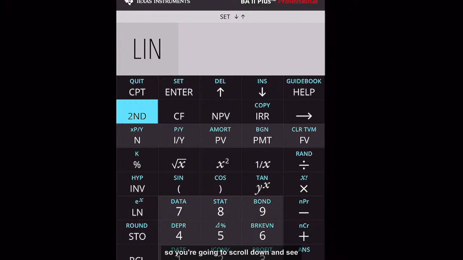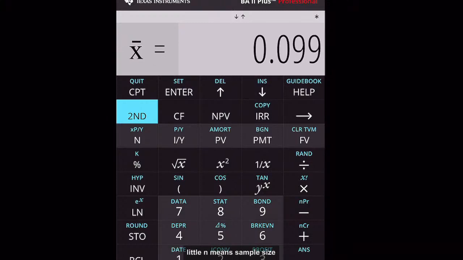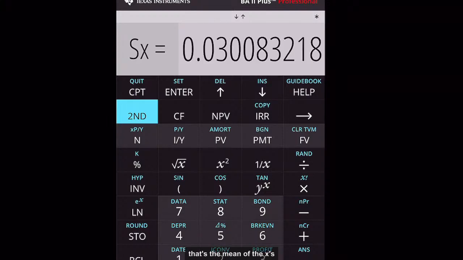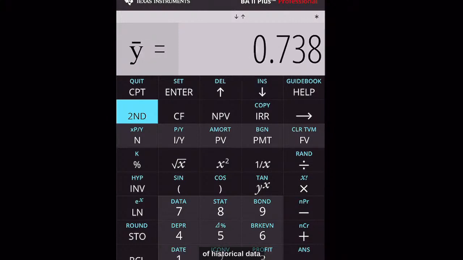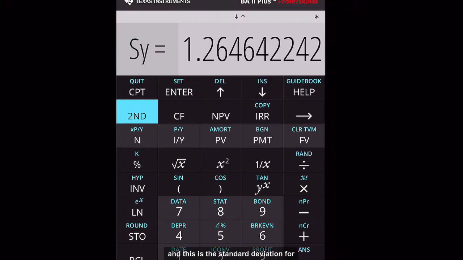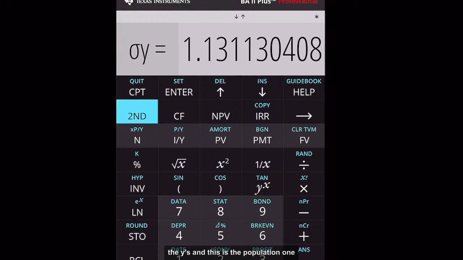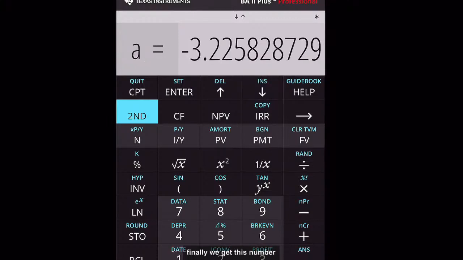So you're going to scroll down and see there were 5 observations. Little n means sample size. That's the mean of the x's. That's the standard deviation of the x's for the sample, thinking that it's a sample. And this is if you think it's a population, so we ignore that because we know it's just a sample of historical data. Then y bar is for the y's, that's the mean. And this is the standard deviation for the y's. And this is the population one, which we don't need. Finally, we get this number.